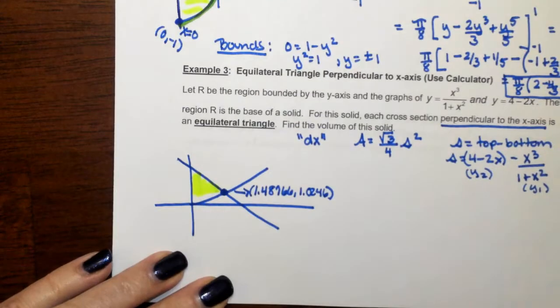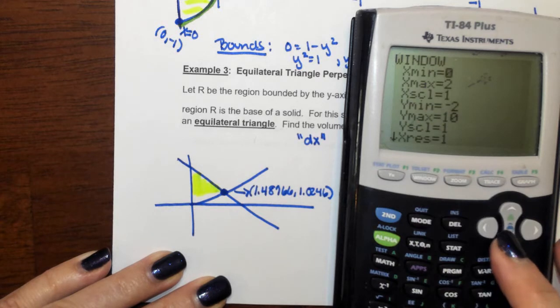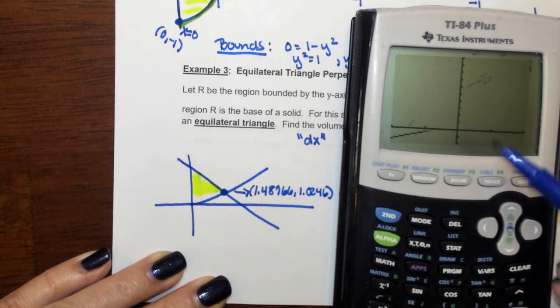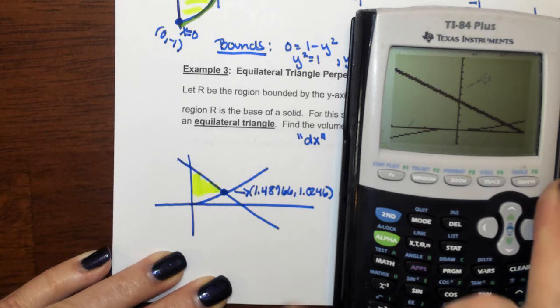And again, you can see from the graph, if I expand out my window, I could change this x min to a -2 to verify it. You can see that both of these graphs are passing through the origin. So I know that the lower bound is going to be 0.